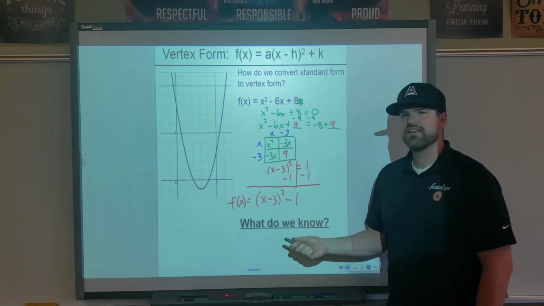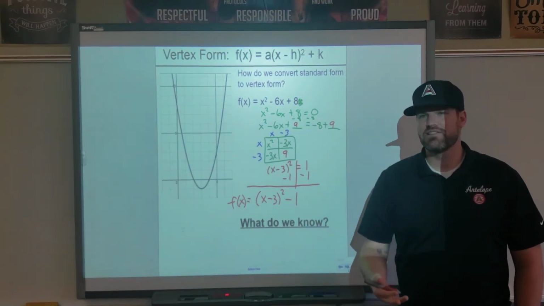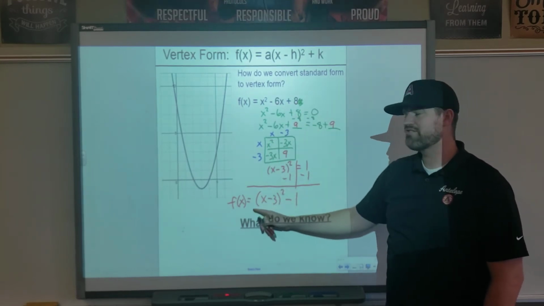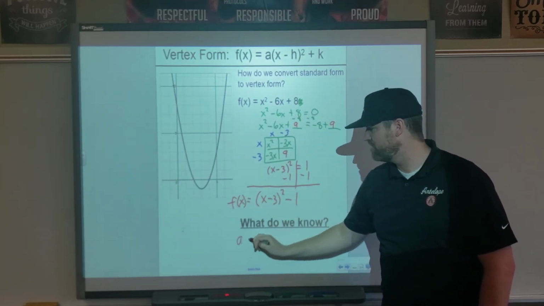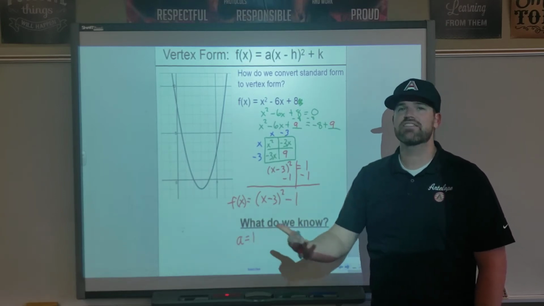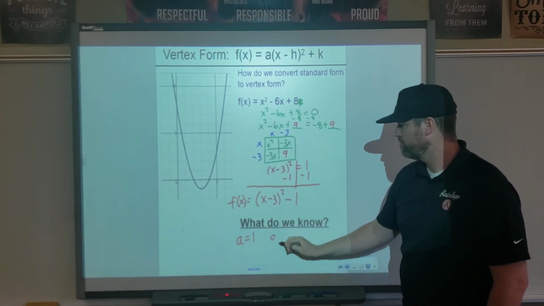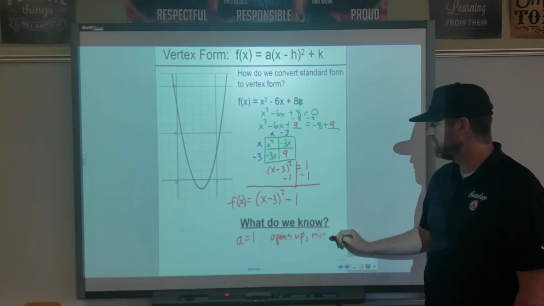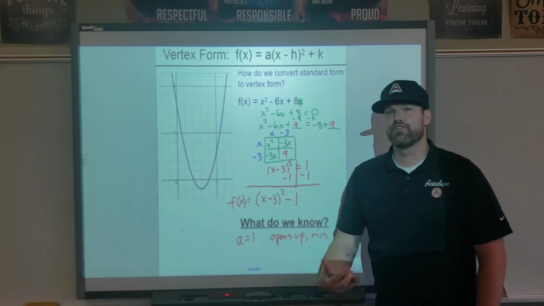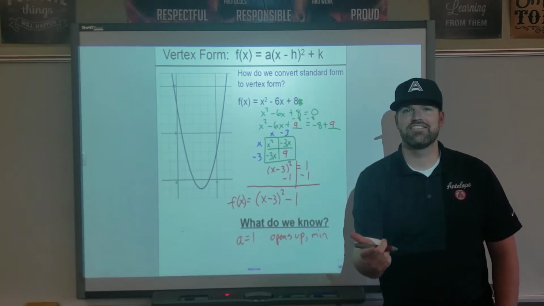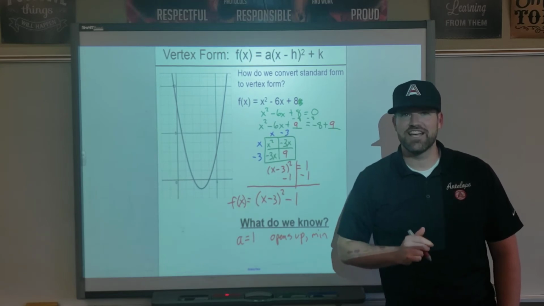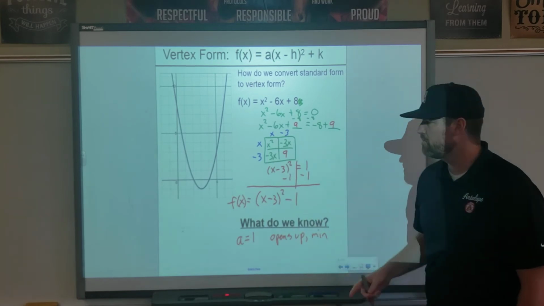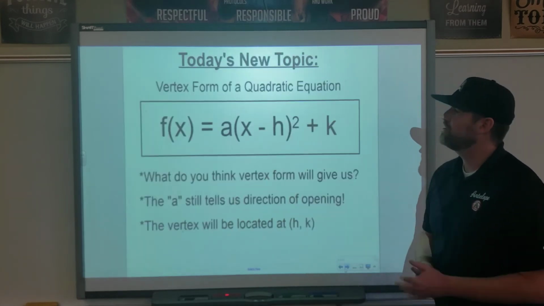Now what do we know? I don't expect you to know right now what we know about this graph, other than if a value is in the front, what's our a value? Well, our a value is still 1, right? It was 1 for the other 2 graphs. It's the same graph, which means our graph will open up. And because it opens up, it has a minimum. Now, what else do you think vertex form is going to tell us? Yes, the vertex. All right, so we're going to start exploring, and then we'll come back and see how we can use this to identify the vertex.